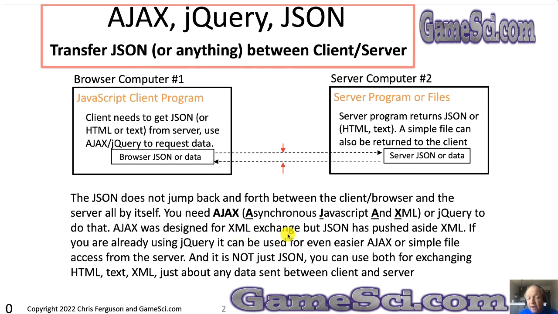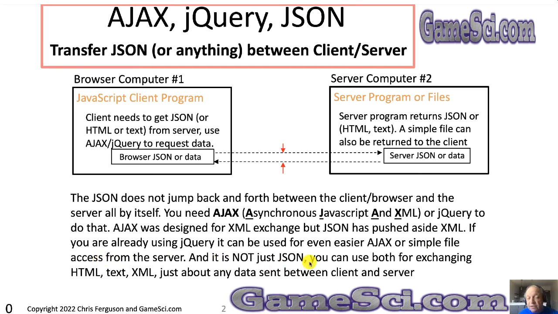AJAX was designed for XML exchange, but JSON has pushed aside XML. This whole thing was invented to send XML back and forth, and when JSON came along, everybody said, ooh, that's better, let's send JSON back and forth instead of XML. If you're already using jQuery, it can be used for even easier AJAX or simple file access on the server.